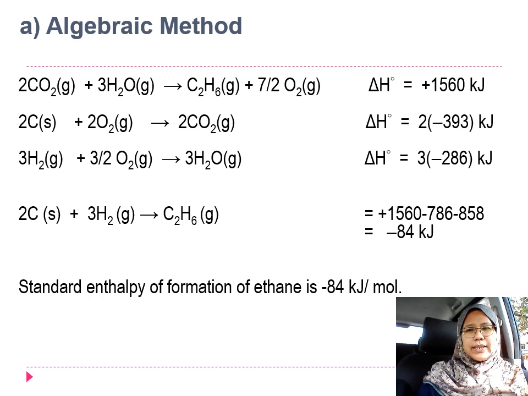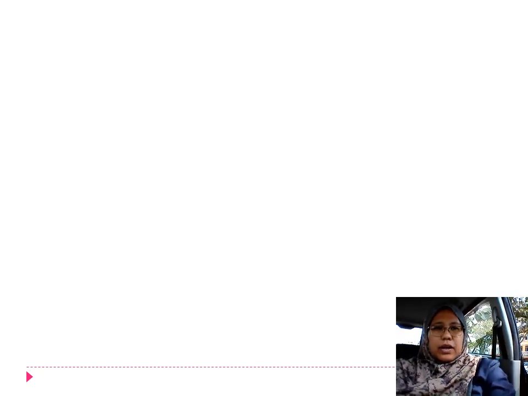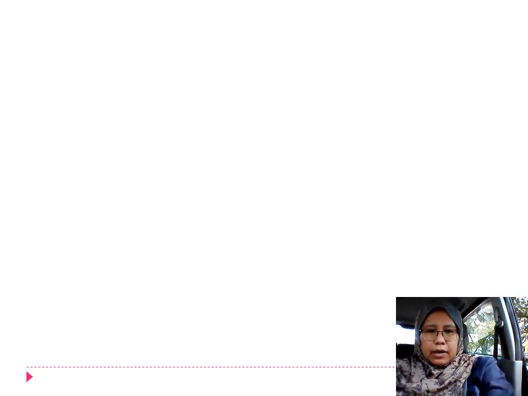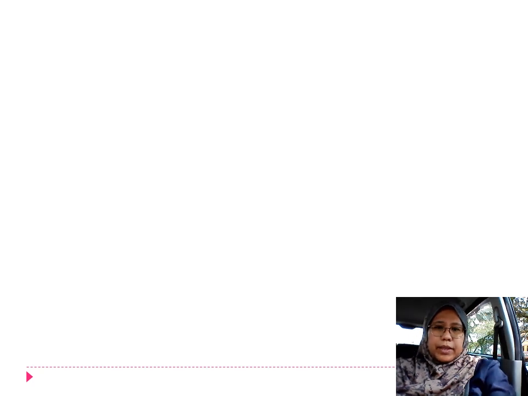Okay, so I hope you understand how we calculate this. Being able to come up with this final answer is a satisfactory process. Sangat berpuas hati if you get this. Congratulations. Okay. Now, the second method would be the energy cycle method. Energy cycle method is actually simpler. So, some of the students prefer to use this way.